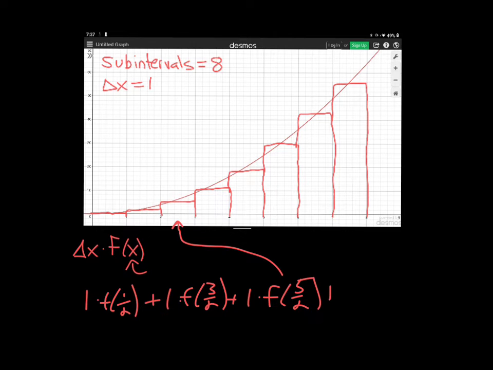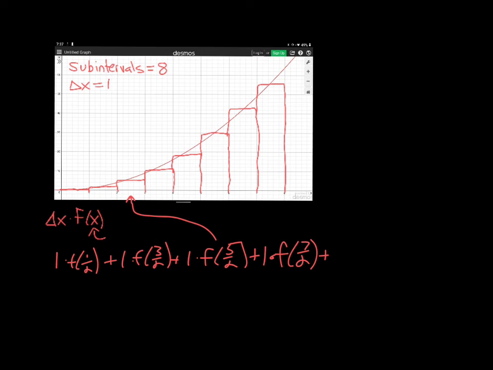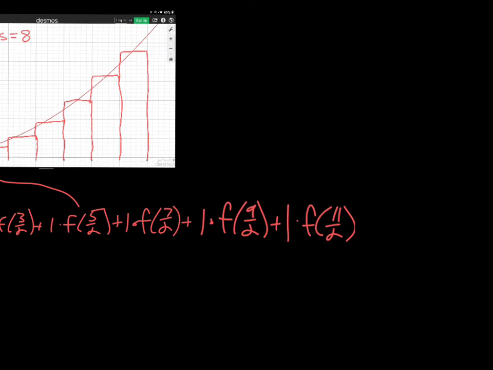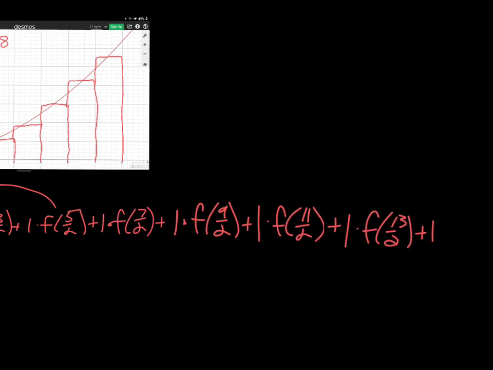Plus the width times the height, plus the width times the height, plus the width times the height. 1, 2, 3, 4, 5, 6. We're on our 6th one. We need 2 more. Plus our width times our height. Plus our width, 1 more, times our height.